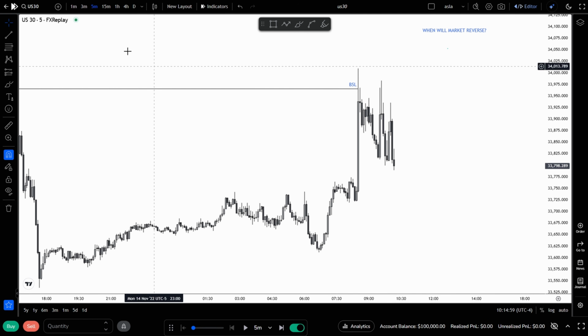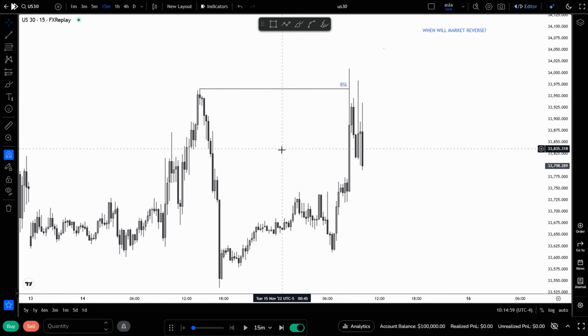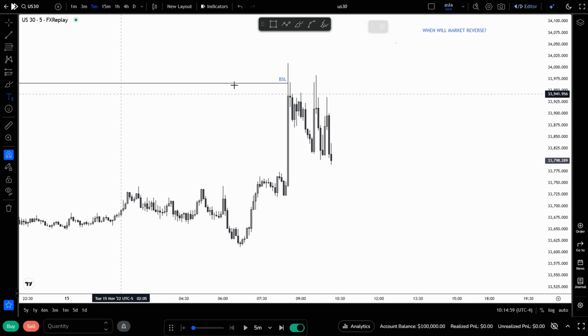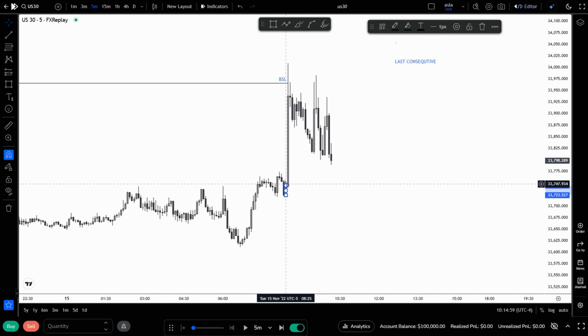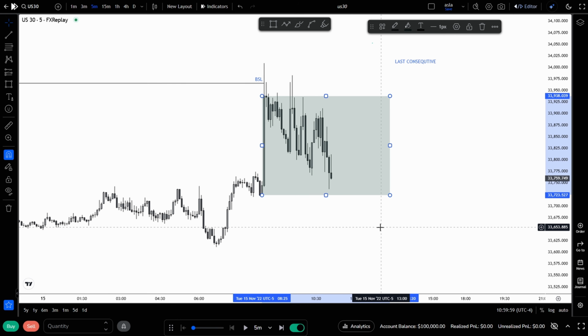When price takes out a major level of buy-side liquidity, you mark the last bullish candle before the move down. In this example, this candle here is the last bullish candle before price starts moving lower. Now, if we are expecting bearish price action, the confirmation we want to see is a candle closing below that last bullish candle after the liquidity has been taken. Let's see what happens on the chart.